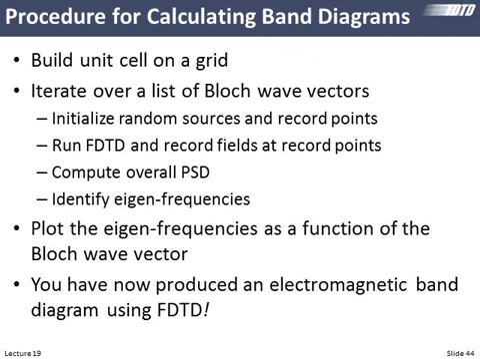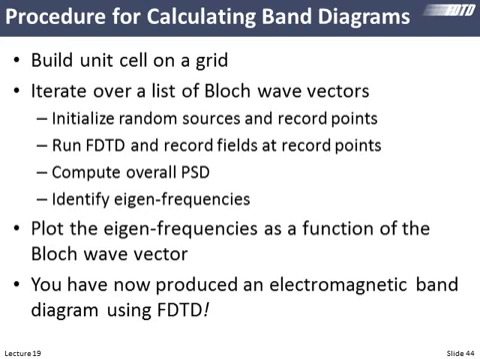So here's the procedure for calculating band diagrams using FDTD. We build a unit cell on the grid, and we'll calculate a whole list of Bloch wave vectors along the horizontal axis. Then, for each one of those, we'll initialize a bunch of random sources and random record points. We will run the finite difference time domain and record the field values as a function of time at those record points. When that's done, we will Fourier transform each of those impulse responses, if you will, take the absolute value and square to get the power spectral density.